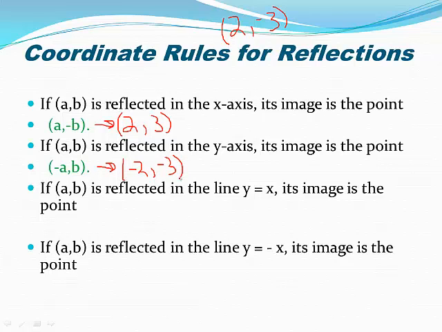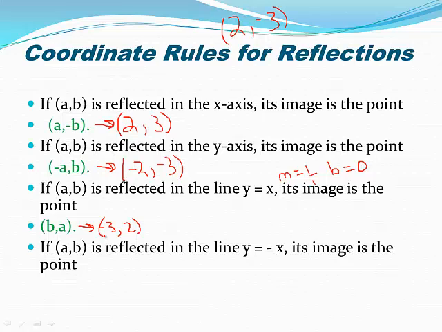The ones that are a little bit harder, because you have to know how to graph an equation of a line. Remember, for the equation of a line, you have a slope and a y-intercept. So in this case, y equals x, your slope is 1 over 1, and your y-intercept is 0. If I'm reflecting it, all you have to do is switch the x and y placement. So my 2, negative 3 would become negative 3, 2.